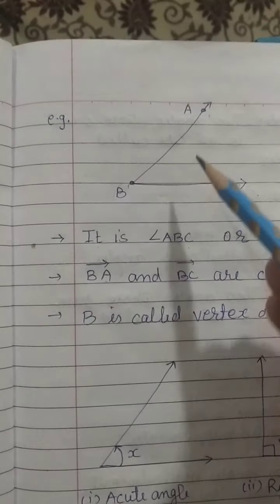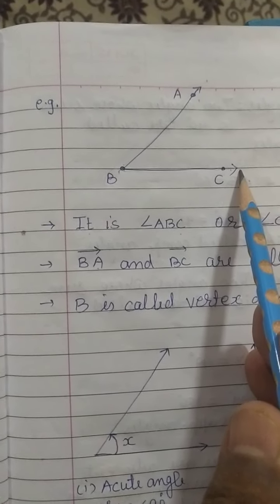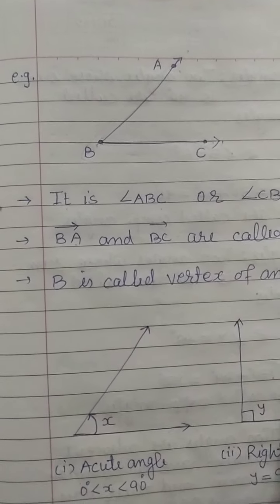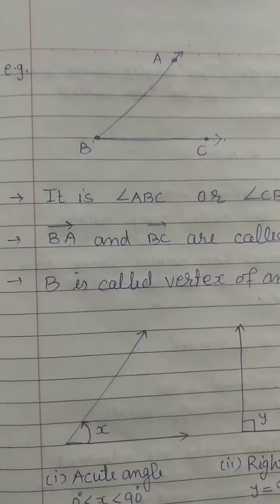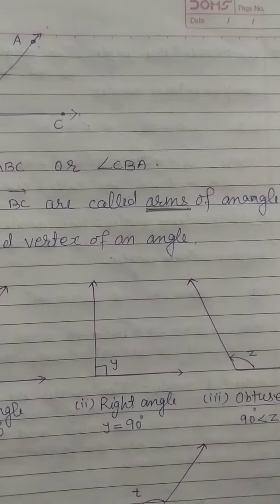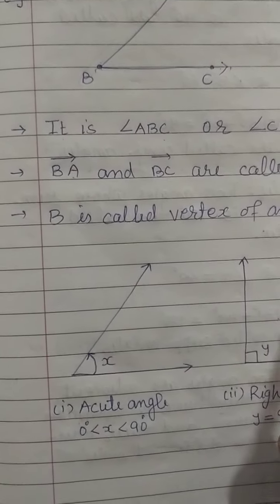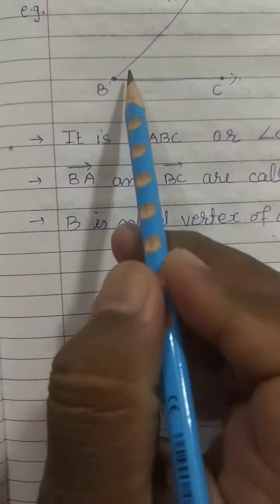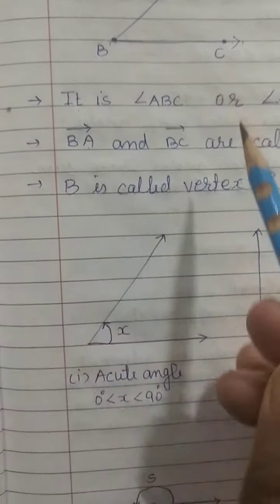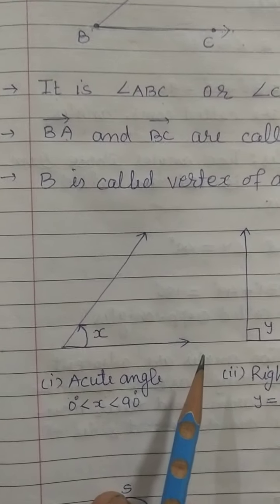Here you can check ray BA and ray BC are the rays which form this angle, so they are called arms of an angle. Right? Okay. B is called the vertex of an angle because both the rays start from point B. So point B is called the vertex of an angle.